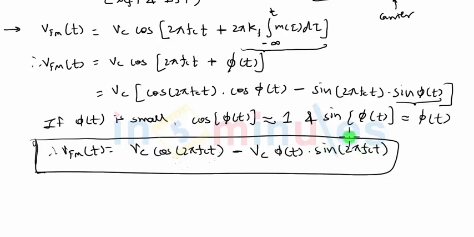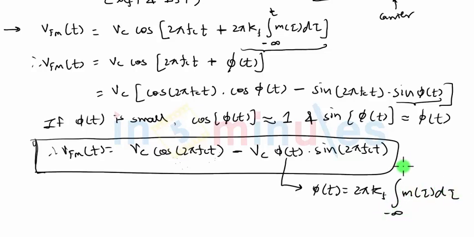I'll have to multiply sine form of the carrier with phi of t, and please do not forget that phi of t is nothing but 2 pi kf, which is a constant part, but more than that it is integration of modulating signal. So we will need an integrator through which we will pass the modulating signal.